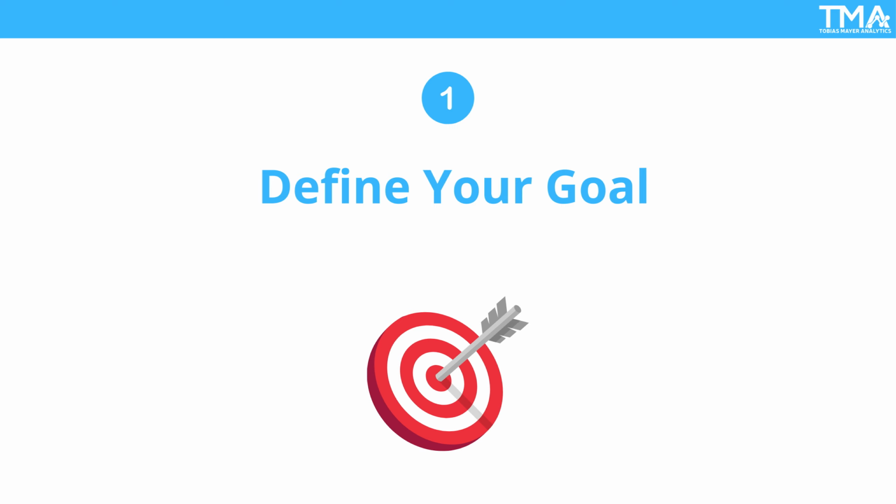The first step in implementing churn risk analytics is to clearly define your goal. This involves determining what you consider as churn and identifying the specific data you need to measure it accurately. The definition of churn may vary depending on whether you are operating in a B2C or B2B context.